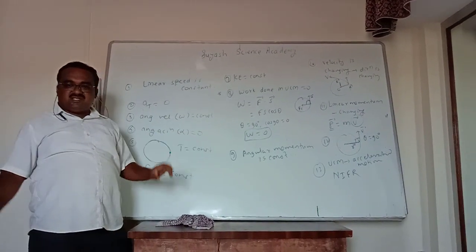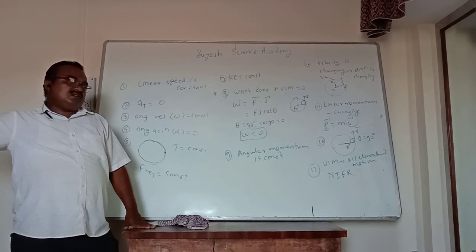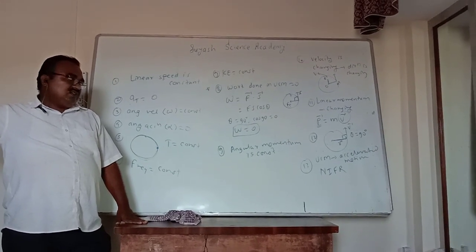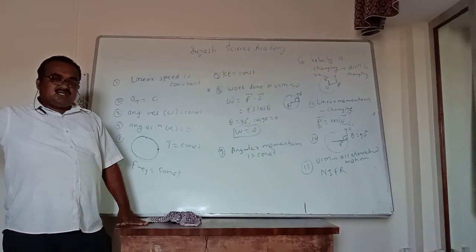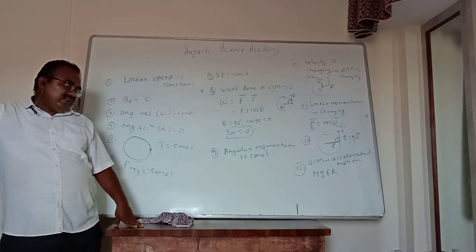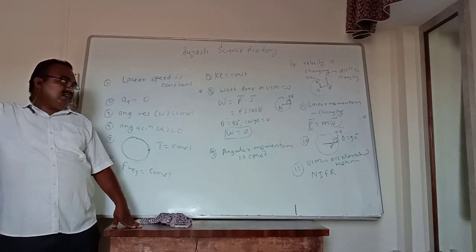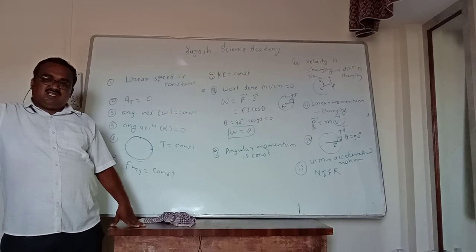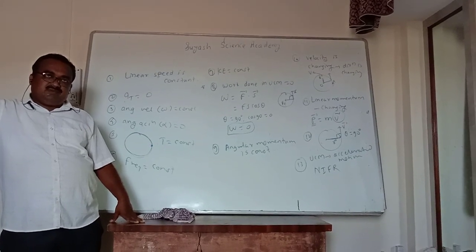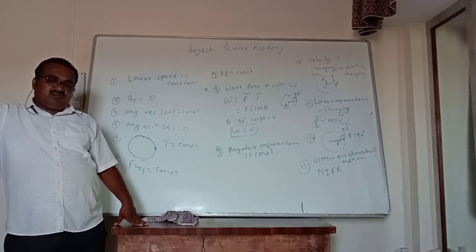2 properties are changing. One property, velocity, is changing because its direction is changing. Linear momentum is changing because velocity is changing. Then 2 different properties: the angle between radius vector and velocity is 90 degrees. Then UCM is accelerated motion and it occurs in the non-inertial frame of reference.